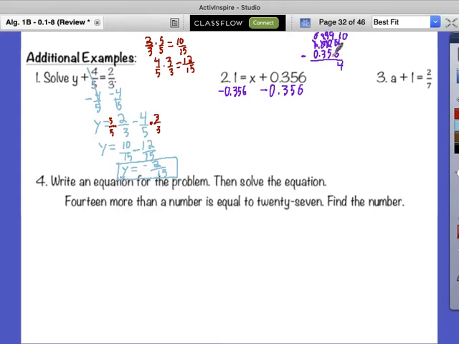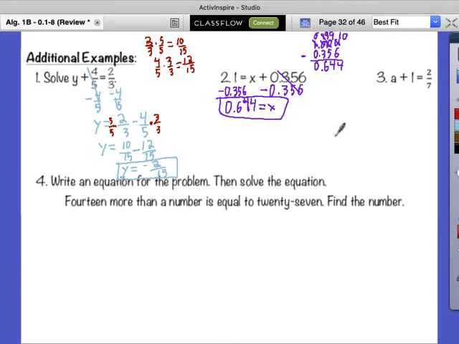I'll slow down a moment. Good? Okay. What's 9 minus 5? 4. What's 9 minus 3? 6. Now we have our decimal. 0 minus 0? 0. So it's 0.644 equals x. And what's 0.356 minus itself, guys? 0, we got rid of it. So our answer is 0.644 is equal to x.